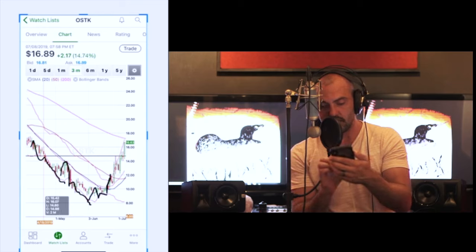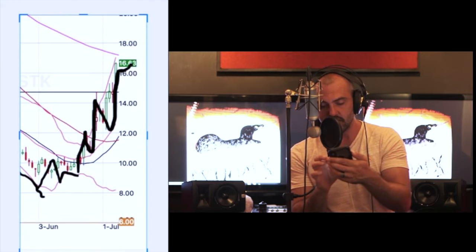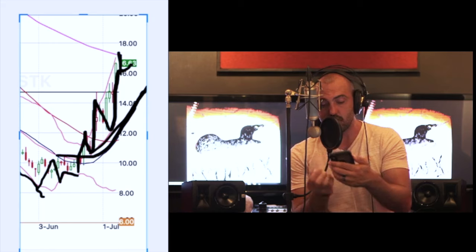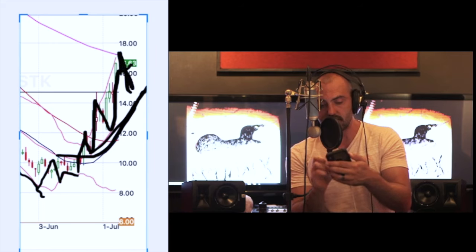And look what it did. It popped out and then came back down, popped out, then came back down, popped out. And look what it came back down to. The middle of the Bollinger Bands and the 20-day SMA are right next to each other. So those are your two lines of support. So if it does fail here, where's it going to go? Right back to there, which should be that range.